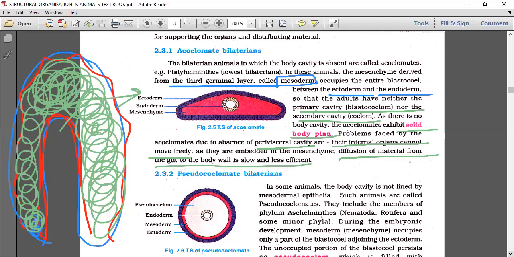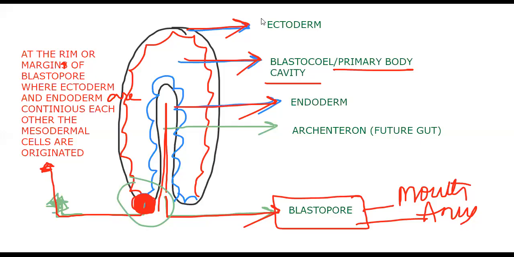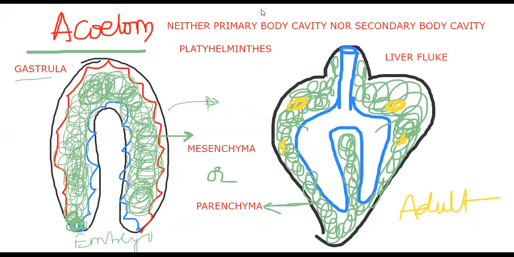Diffusion of material from the gut to the body wall is also slow and less efficient, we can say here. Let me show you how it is less efficient. Let's go to the board, where we are seeing Fasciola hepatica. Here the food materials are getting digested.